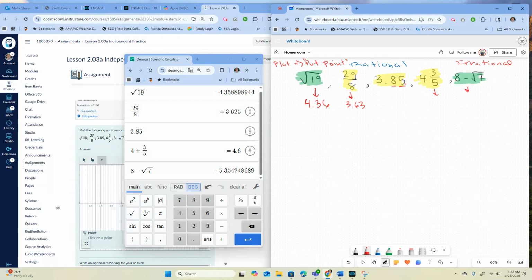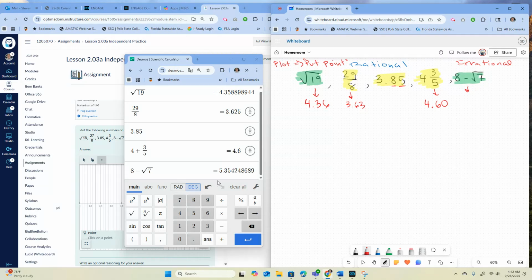Now 3.85, I don't need to do anything because it already has 2 decimal places, 2 digits to the right of the decimal point. When I go to 4 and 3/5, I don't need to round because I got an exact answer that has less digits, so 4.6. Now, because I want to make sure all the decimals have the same amount of digits to the right side of the decimal point, this 4.6, I'm going to put a 0 at the end because ending zeros don't change the answer when you're working with decimals. So 4.6 is the same thing as 4.60.